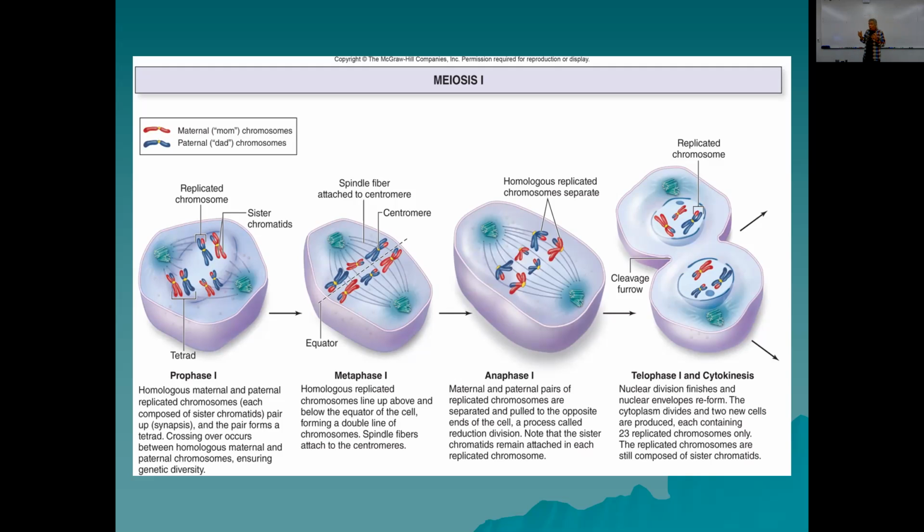Right? And you already have haploid cells, but you have a haploid cell with a haploid number of replicated chromosomes. And gametes have the haploid number of single chromosomes. So you have to go through meiosis 2 to turn the replicated chromosomes into single chromosomes.